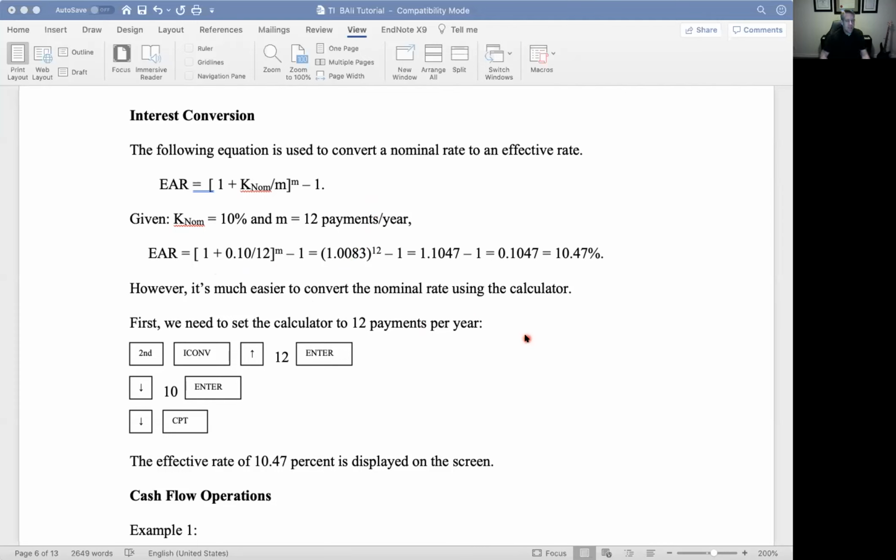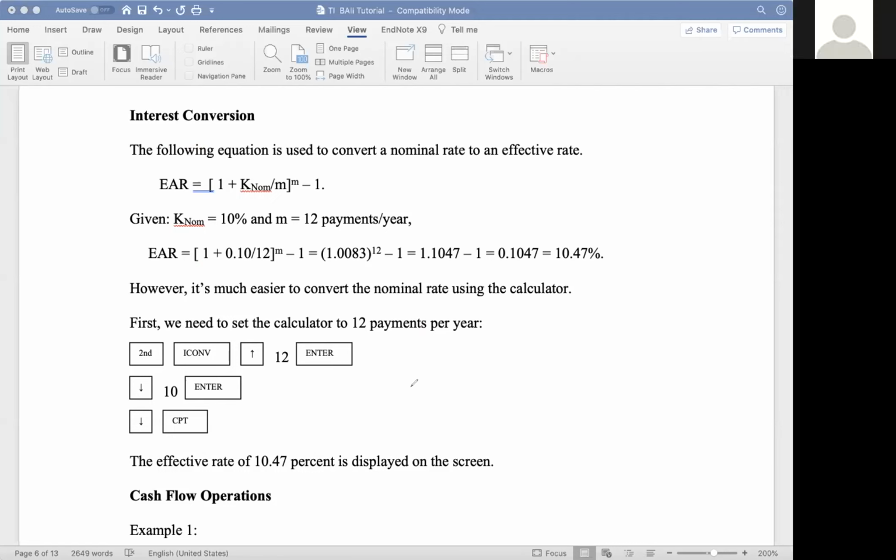So let me give you an example of when we might want to use EAR. Equivalent annual rate allows us to compare two different rates, apples to apples. And hopefully you understand the American or English phrase apples to apples. That means you're comparing two similar or like things. You're not comparing an apple to an orange, you're comparing an apple to an apple.